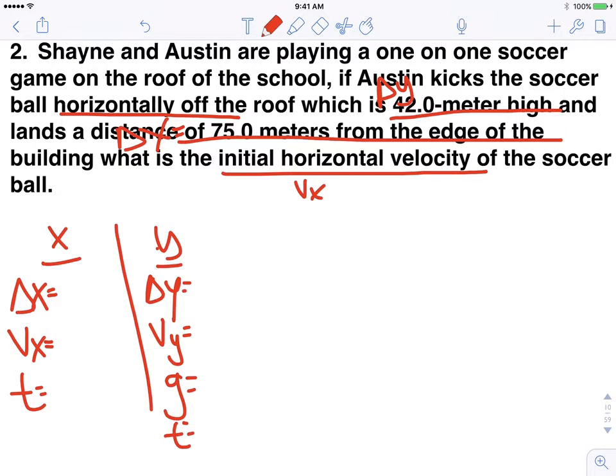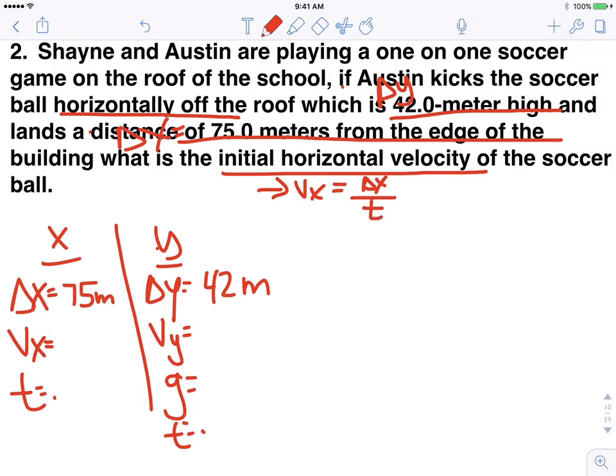Okay, so we're solving for velocity in the x, but we have two values. We have delta x and delta y, so let's put those into our chart. It's 42 meters for the delta y and 75 for the delta x. Now it's asking us to solve for Vx, right? And how do we solve for Vx? Well, Vx is equal to delta x over t, except we don't have t.